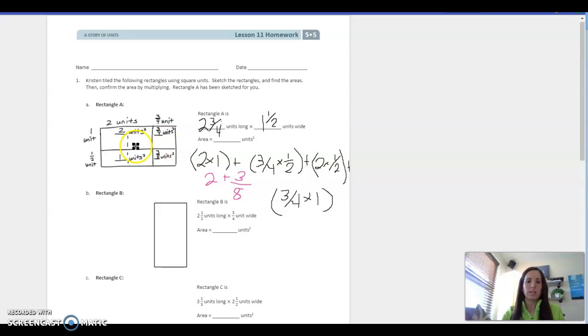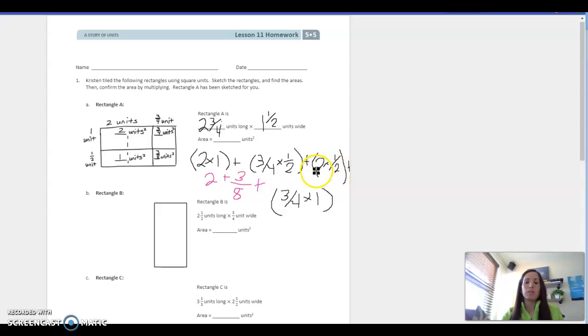As you're noticing, I'm getting this 2 times 1 is 2, like they have in there. So that's why we have these visuals to kind of check back and say, am I doing this correct? And then 3/4 times 1/2, that's 3/4 times the 1/2, which are answers in here, and 3/8, that's matching up so far. And then I need to do 2 times 1/2.